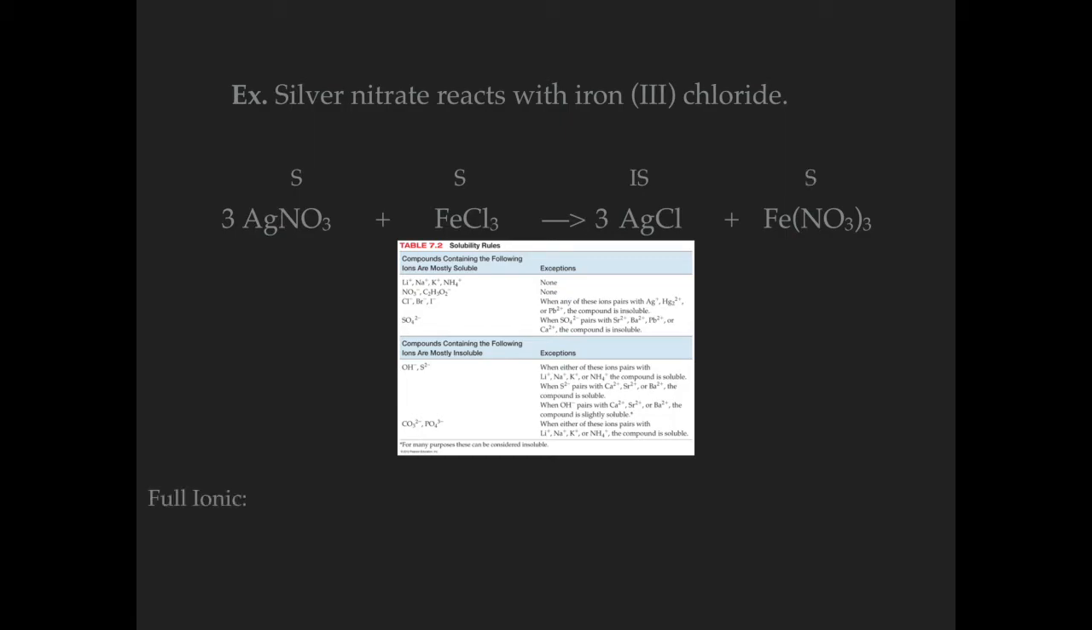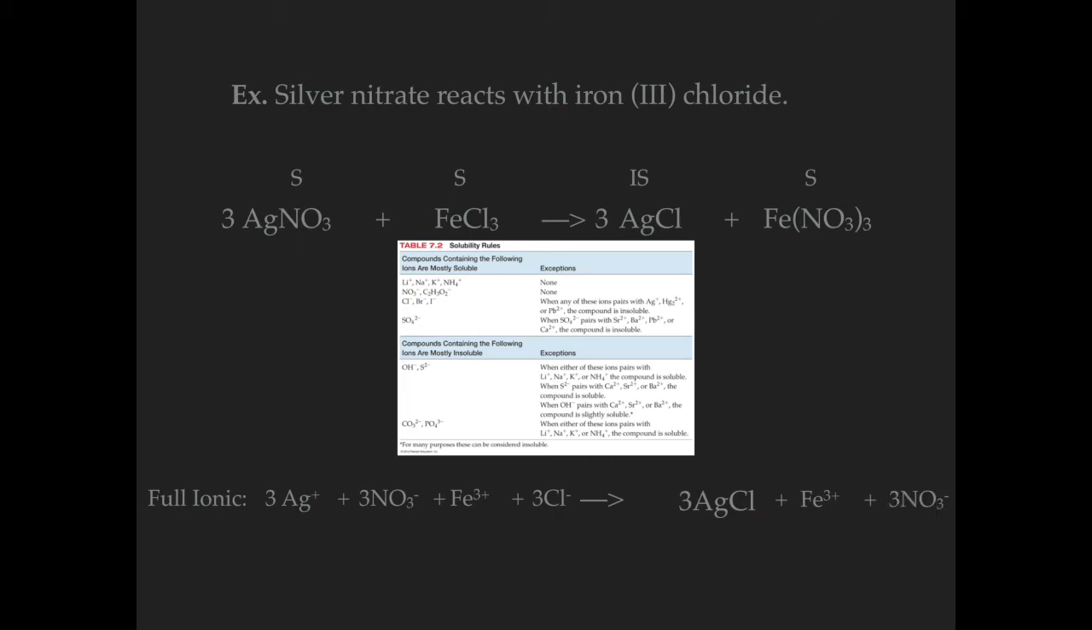So let's write my full ionic. Okay? Silver nitrate is soluble, so I've got 3 silver ions and 3 nitrate ions. And iron chloride is soluble as well, so 1 iron ion and 3 chloride ions to produce, well, AgCl is insoluble, so I'm going to leave it alone. It's going to be just 3 AgCl. And my iron nitrate is going to break apart, so I have iron ions and nitrate ions.